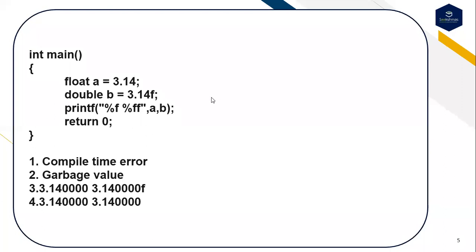This is the fourth question. int main(), float a = 3.14; double b = 3.14f; printf("%f", and here double %f), a, b. These are the following options. First one is compile time error, second one is garbage value, third one is 3.14 with four zeros and 3.14 with four zeros followed by f, and the fourth option is 3.14 with four zeros and 3.14 with four zeros. You can predict the output of this code.